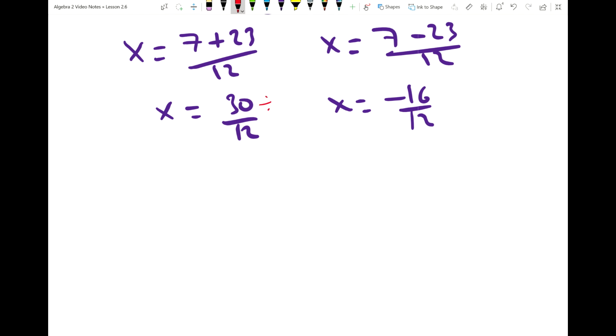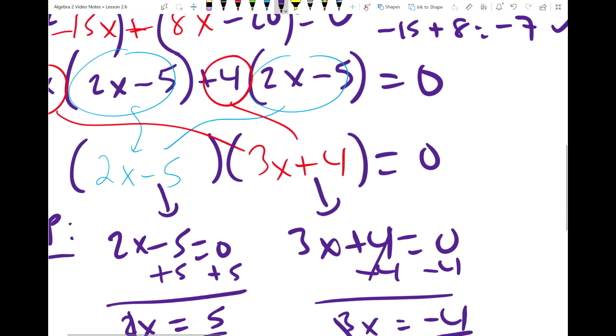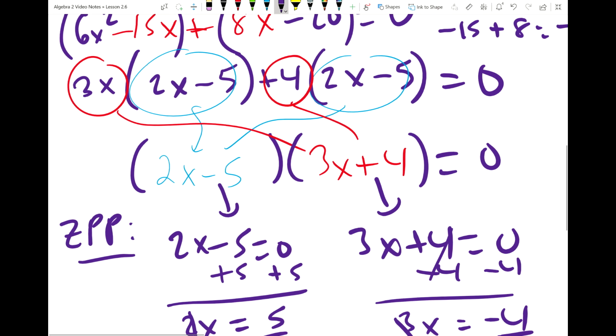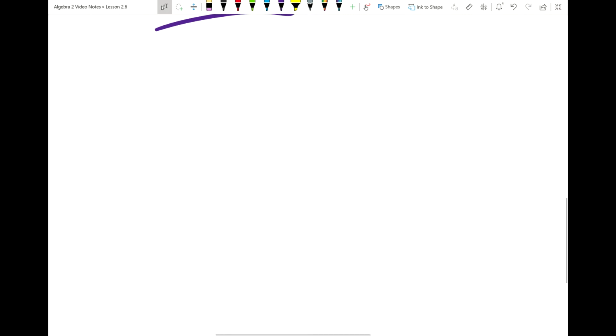So let's see, 6 goes into 30 and 6 goes into 12. So we have 30 divided by 6 is 5, 12 divided by 6 is 2. And that was actually one of our solutions in the other problem. If you look at it, we got 5 over 2. All right, so far so good.